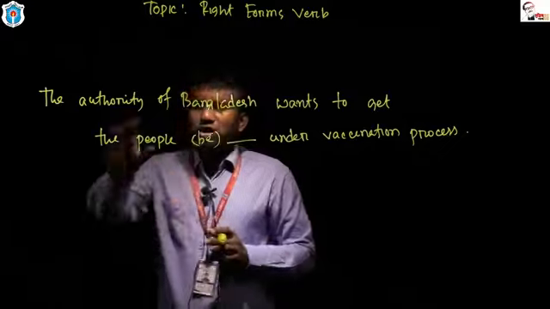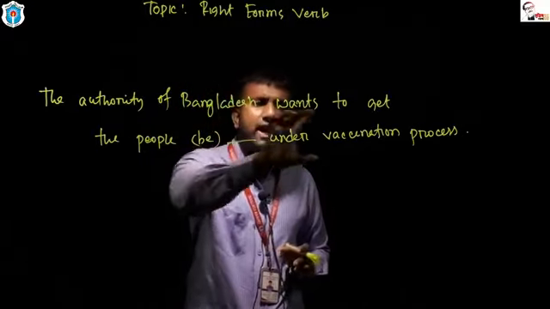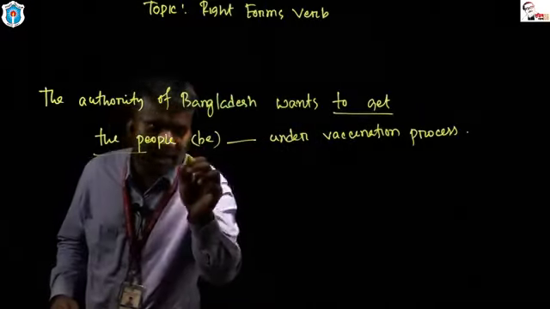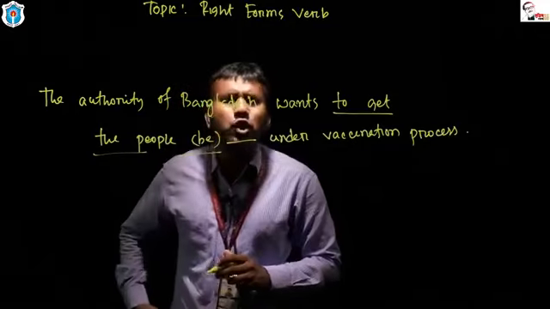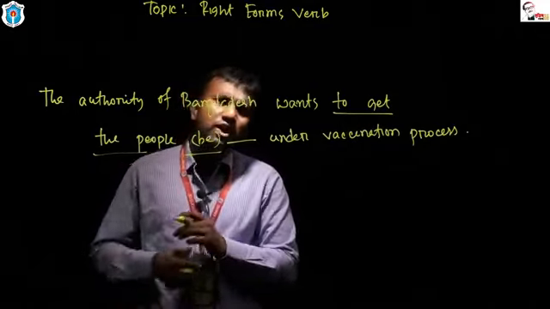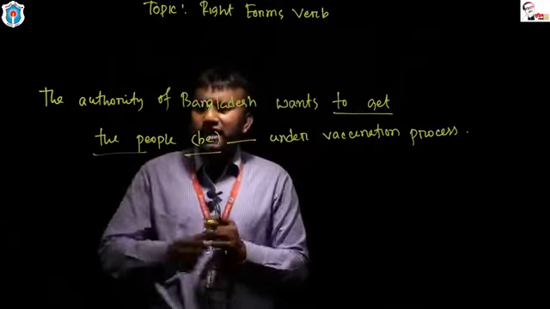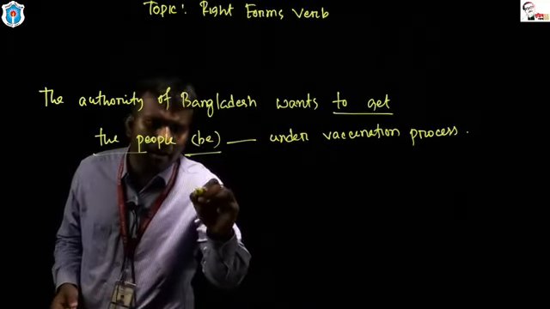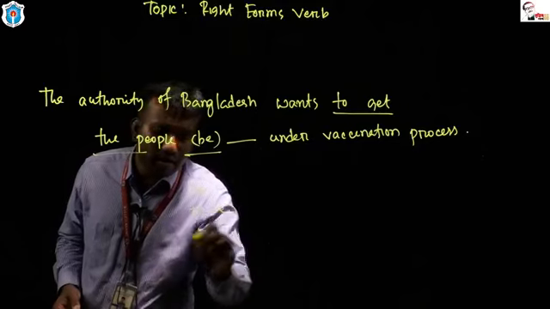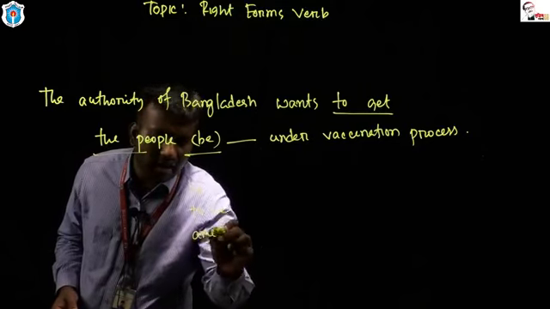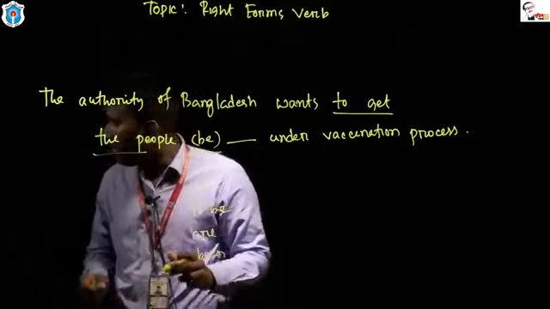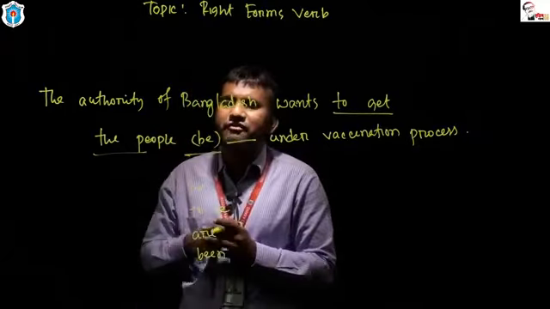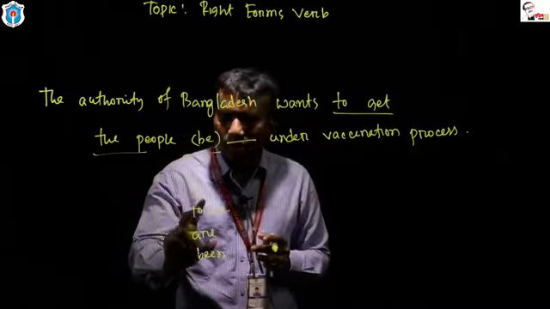Look at this: the authority of Bangladesh wants to get the people be under vaccination process. Look at "to get the people dash." Do you know, my dear students, do you know causative verb? Actually, today we are focusing on causative verb. The authority of Bangladesh wants to get the people dash under vaccination process. The answer may be B, to be, R, or been. There are four options, but you have to identify one.